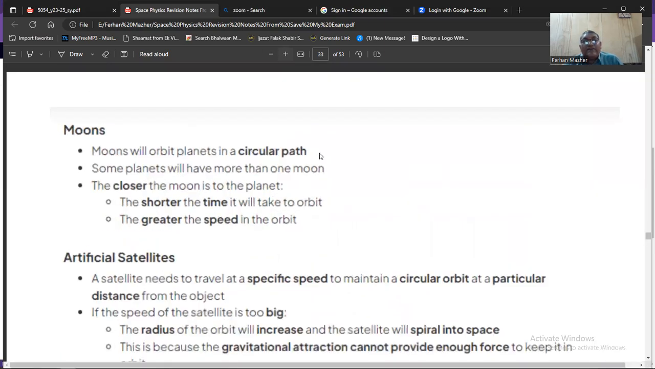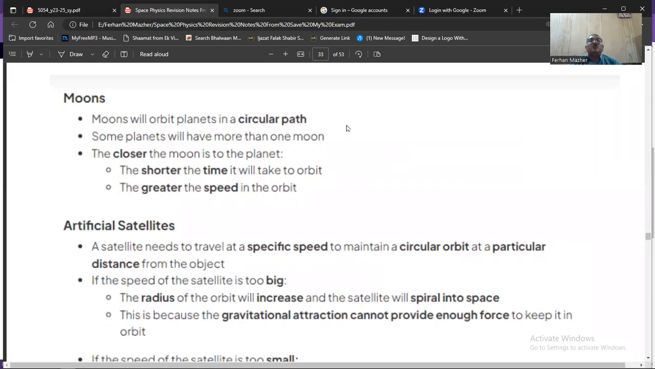So here we talk about the moons. The moons orbit planets in a circular path. Some planets will have more than one moon. The closer the moon is to the planet, the shorter the time it will take to orbit, and the greater the speed in the orbit.